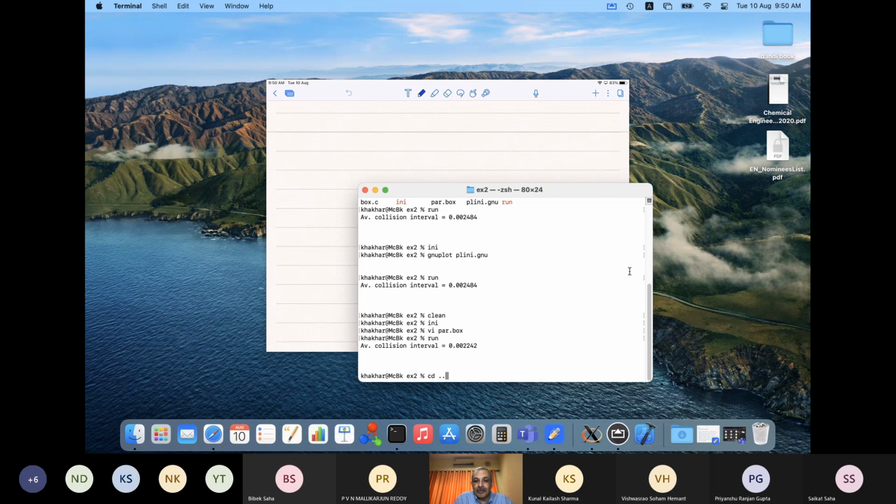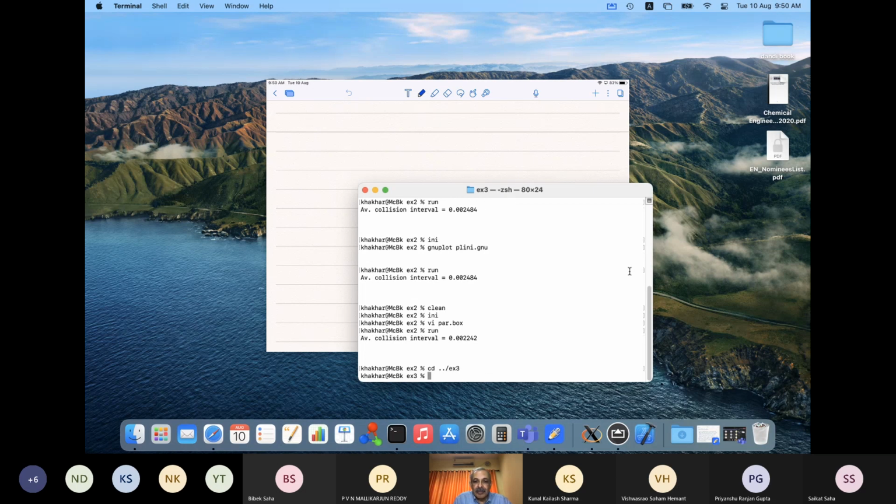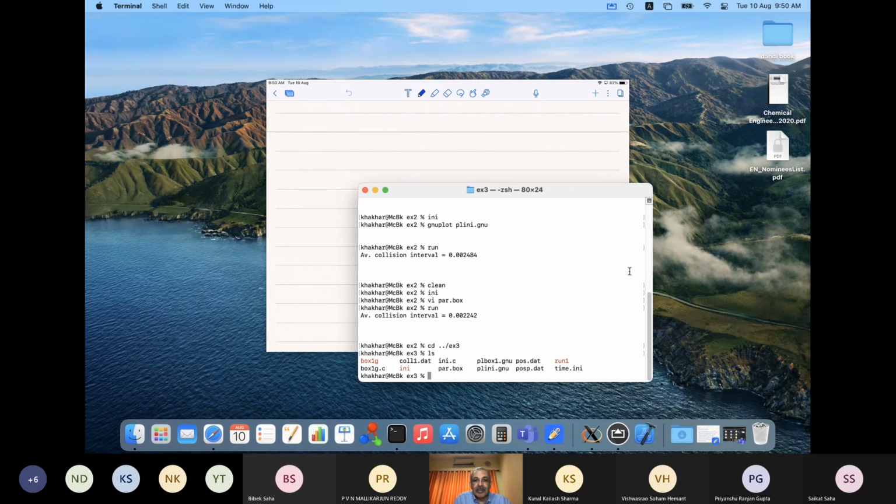Now I'll go to the third example. I'm going to run a program called box 1G. This is the same as box 1, but this time there is also gravity acting. In the previous problem, there was no gravity acting.